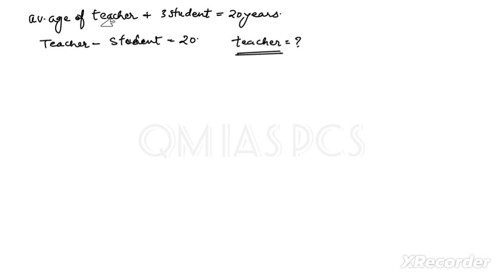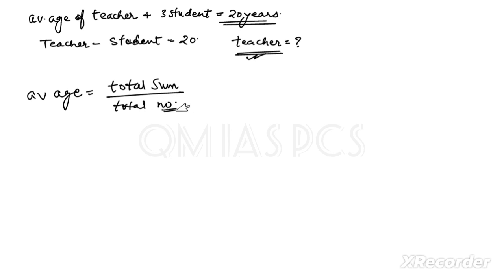Okay, so you have understood this one: the average age of the teacher and 3 students is given as 20 years, and another statement, the teacher's age minus the student's age is 20 years. Then we have to find the teacher's age. Again we are writing the basic formula. What is the basic formula here? Like average age or whatever the value is given, average, just I am writing the average, so it will be the total sum divided by what?